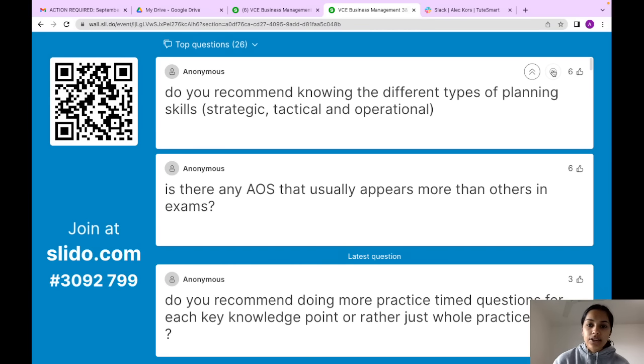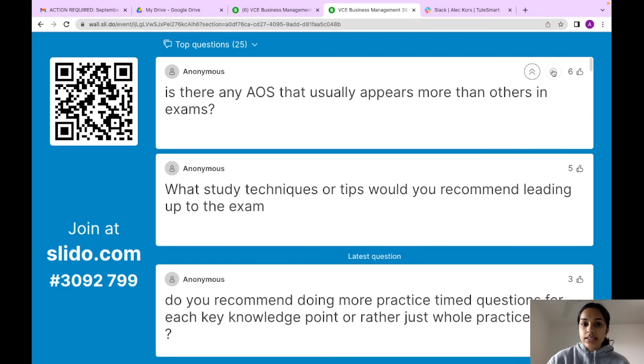Do you recommend knowing the different types of planning skills, strategic, tactical, operational? I was not taught that, and it's not in the study design, so I do not think that you will need to know that, since the study design doesn't want you to know the different types of planning skills.